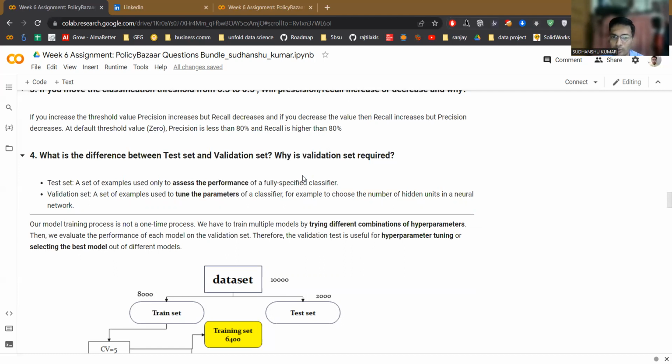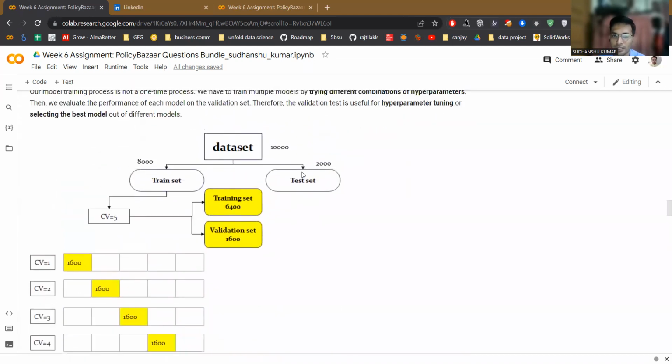It is basically a portion of the training data set. Suppose I have a data set which contains 10,000 rows. We consider 20% of the whole data as test data and the remaining as training data. In this way, 8,000 records are our train set and 2,000 records are our test set. On training data, we perform various cross-validation techniques. In this case, we consider k-fold cross-validation.